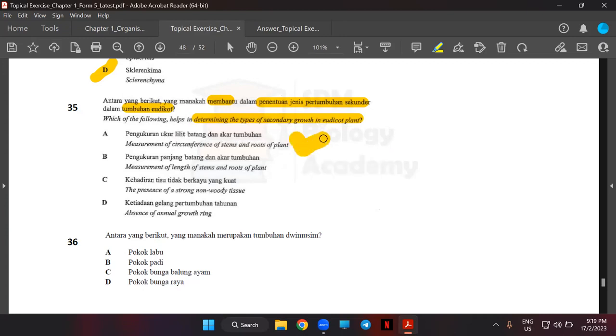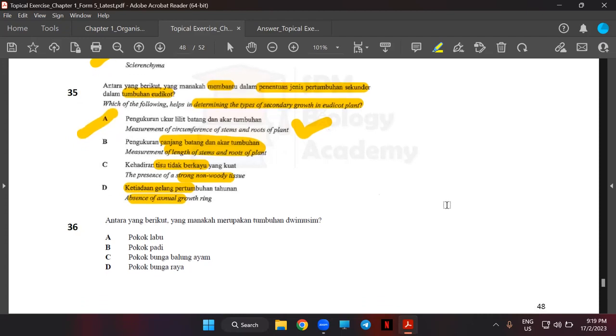Betul. Jawapan A ni betul. Dia boleh menentukan jenis pertumbuhan sekunder. Panjang batang dan akar tumbuhan ini merujuk kepada primary growth, pertumbuhan primer, bukannya secondary growth. Kehadiran tisu tidak berkayu, non-woody tissue merujuk kepada primary growth, pertumbuhan primer. Alright. Ketiadaan gelang pertumbuhan tahunan, absence of annual growth, lagi sekali merujuk kepada primary growth, pertumbuhan primer. So jawapannya ialah A, yang berkaitan dengan secondary growth.